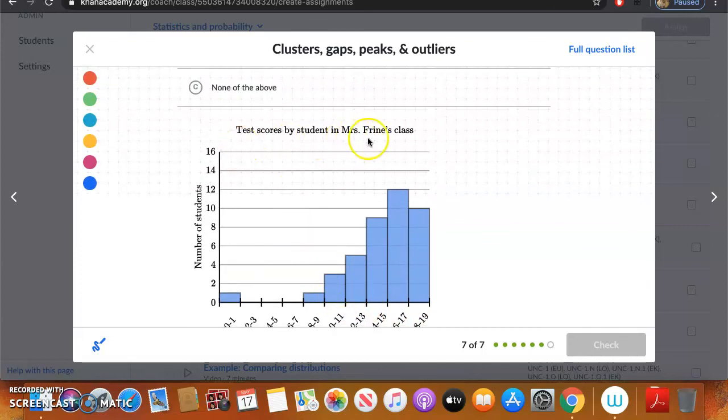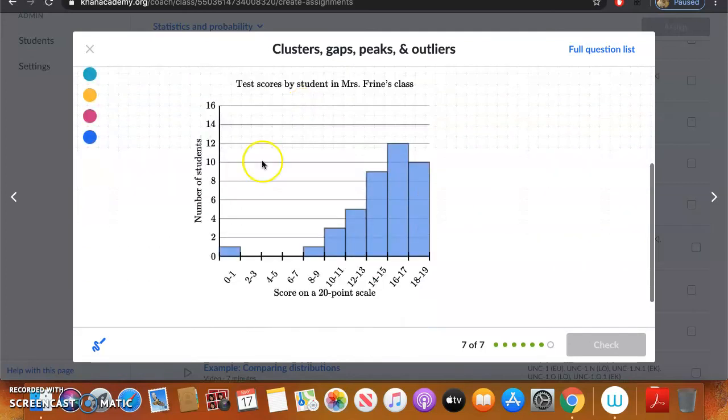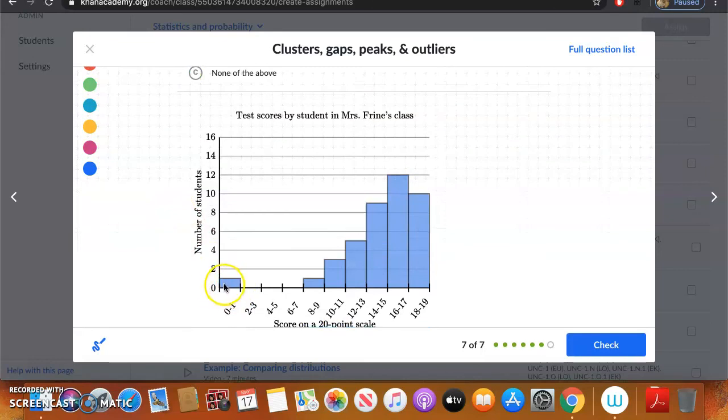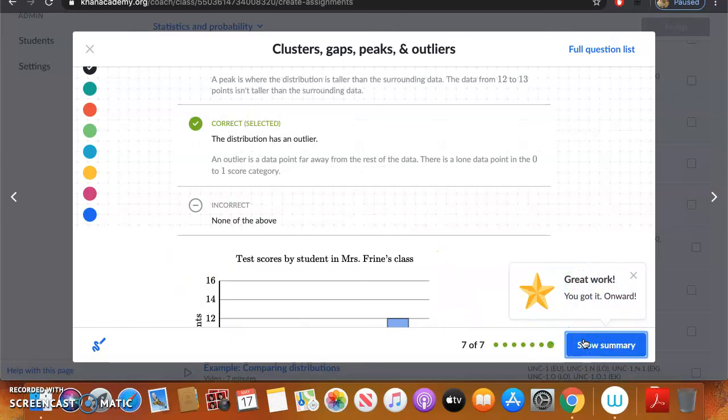And test scores by student in Mrs. Frine's class. So distribution has a peak from 12 to 13. 12 to 13, that is not a peak. Distribution has an outlier, definitely, right? This one student here did pretty poorly, right? As compared to everyone else, we have a nice big gap here. And I think that's it. So let's check it. And that is correct.